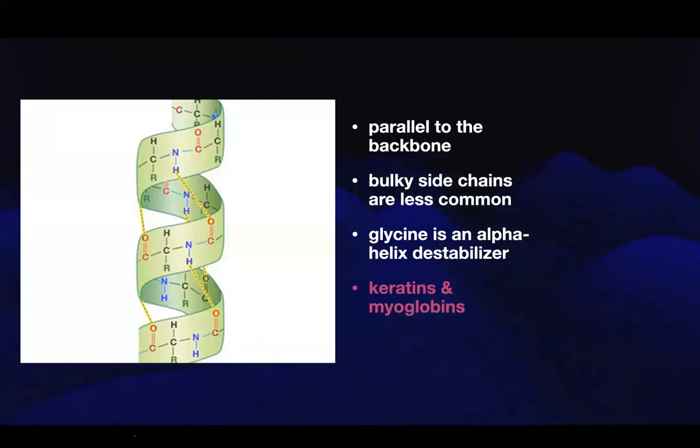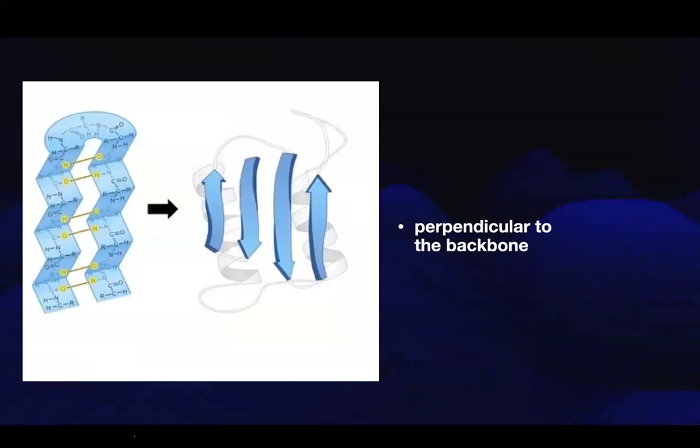Now, some good examples of where we can find alpha helices in real life. That's going to be in a group of proteins called keratins, which is what we find in hair and in nails, and also myoglobins, which is what we find in muscles. Cool stuff, basically. Now, beta pleated sheets, it's the same concept.